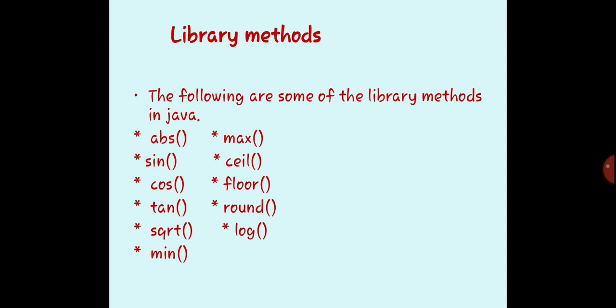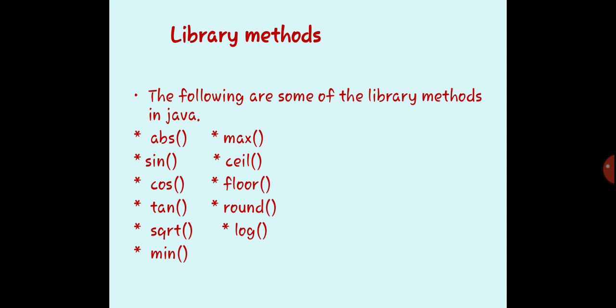And here we have listed some of the library methods, namely abs, sine, cos, and other things. Abs is the method which gives the absolute value of any value. For example, abs of 1.7, the result will be 1. So for the value 1.7, it takes the absolute value 1. For the value 2.2, it will give the absolute value 2. It will take only the whole number.